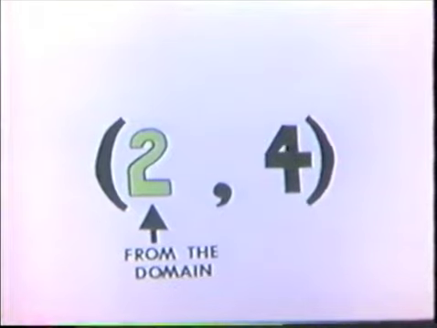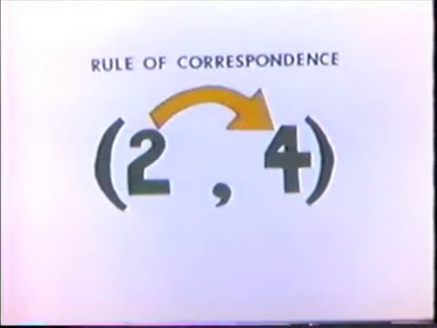Here's where the raw material for the function factory comes in, folks. We get those ordered pairs from the unit on relations. You will remember that a relation is a set of ordered pairs where the first element comes from the domain and the second element comes from the range. They are tied together by the rule of correspondence.